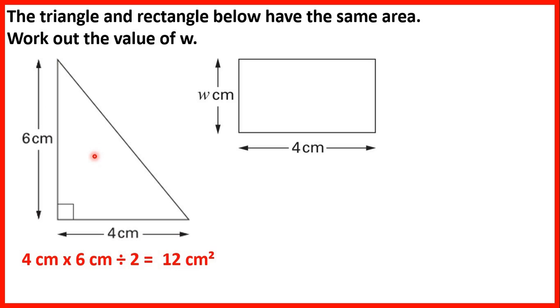So the triangle has an area of 12 centimetres squared. And we know that the rectangle has the same area. So to find the area of a rectangle, we multiply the length and width. And we know that the area is the same, so the area will be 12 centimetres squared as well. So what times 4 is 12? Well, 3 times 4 is 12, so that means the width must be 3 centimetres. So W is 3.